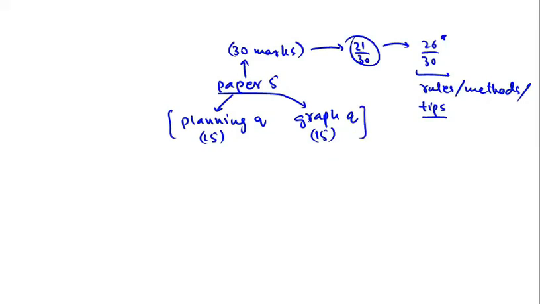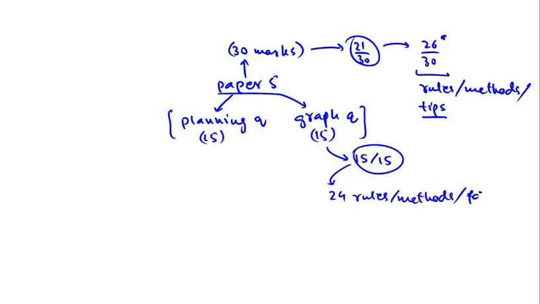Okay, kids, let's look at the question of Paper 5 now. We will look at the graph question first because the graph question of Paper 5 is a question in which you can always score full marks, 15 out of 15. And to score full marks in this question, you have to know 24 rules, methods, and formulas. So altogether, there are 24 rules, methods, and formulas that you have to learn to cover all parts of the graph question of Paper 5. But the good news about these 24 rules is they are all mathematical. And you can say that no physics is involved here, right?